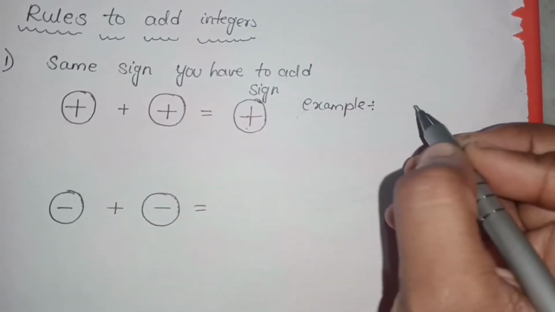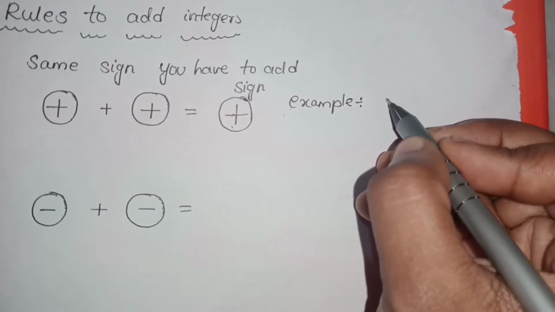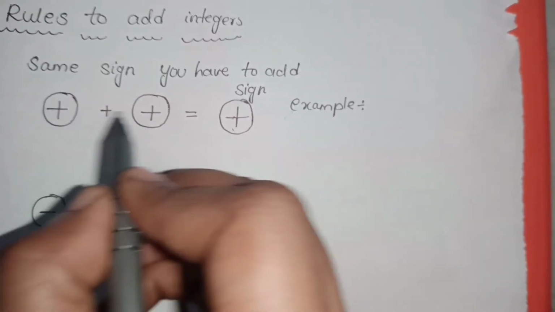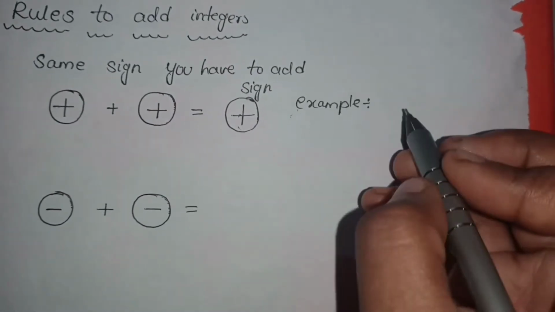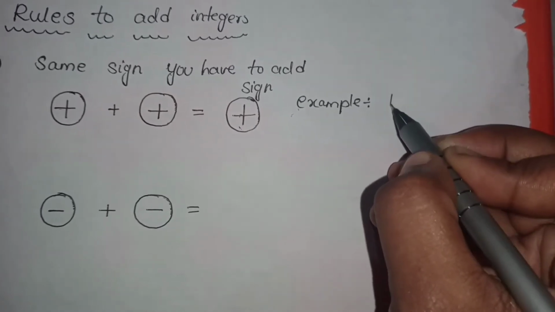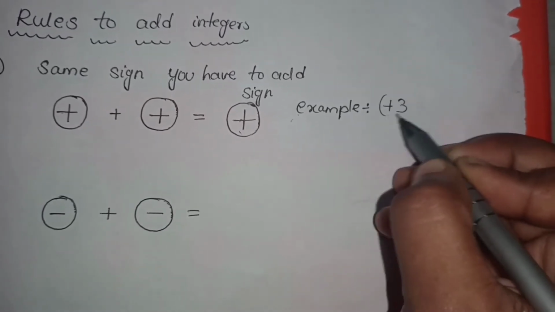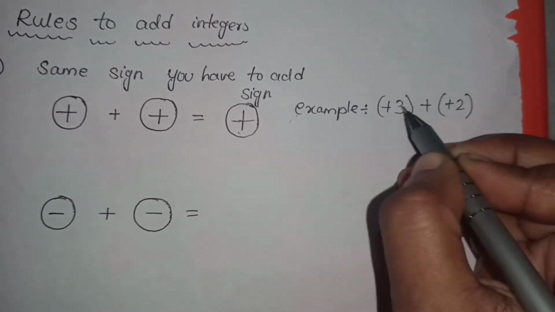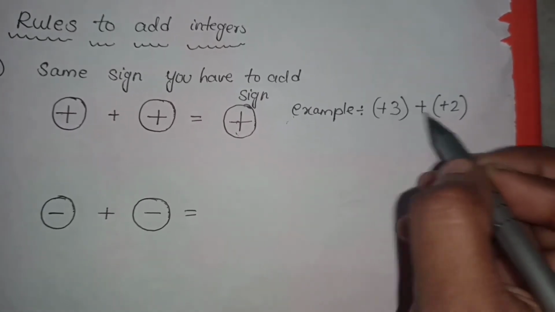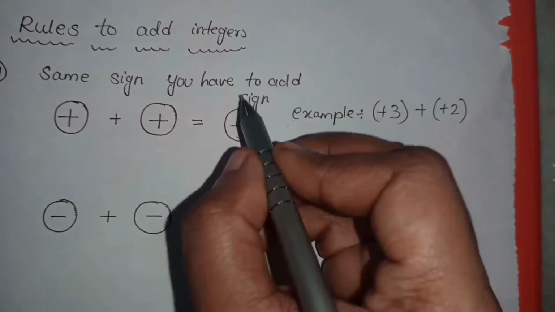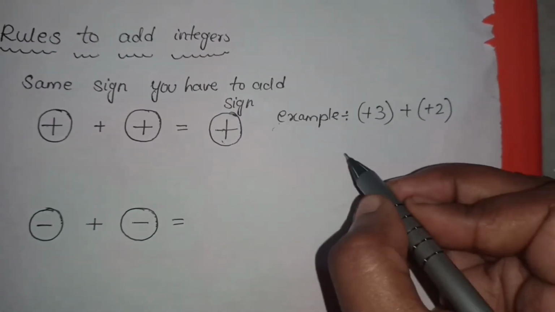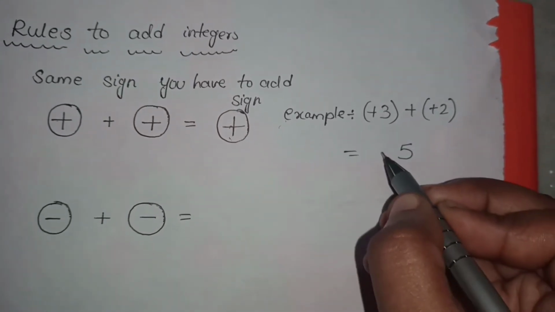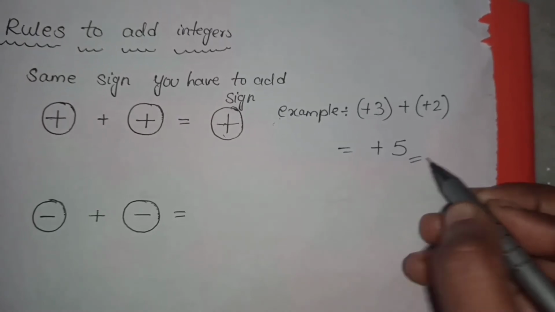So what do you have to do? I will write two positive integers, because I have said here when two positive integers both have the same sign, you have to add and put the plus sign, and this one you already know. I'll write here plus 3 when added to plus 2. You can see both the integers have the same sign, plus plus. So what do you have to do? We have to add. So 3 plus 2 is how much? It is 5. And which sign will you put? You will put the plus sign. So this is the answer.